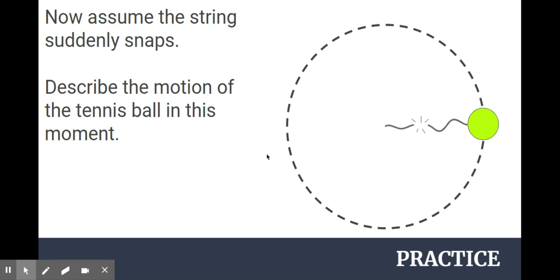Now, to fully describe the motion of the tennis ball in this situation, I want you to address two things. I want you to give me an accurate description of the direction that the tennis ball is going to travel after the string snaps. And the second thing is I want you to describe accurately what is going to happen to the tennis ball's rate of motion after the string snaps, okay? Think back to Newton's first law. That's going to be pretty helpful here, all right? Pause the video, think about it, see if you can describe it.